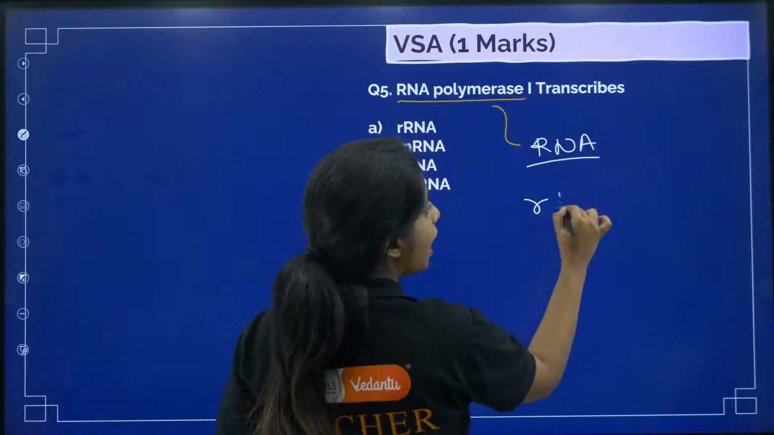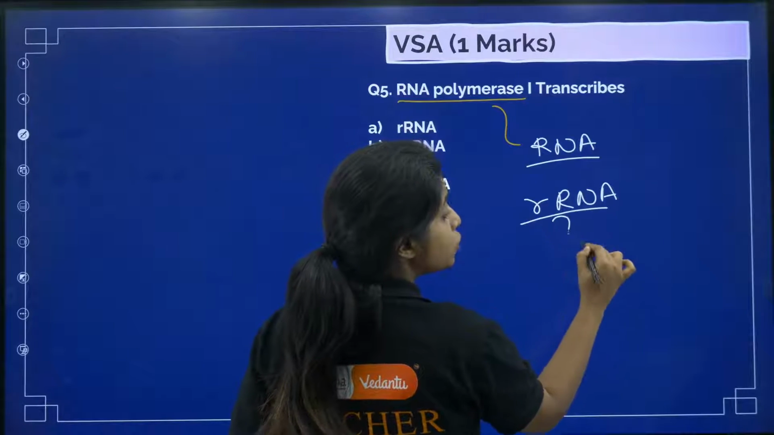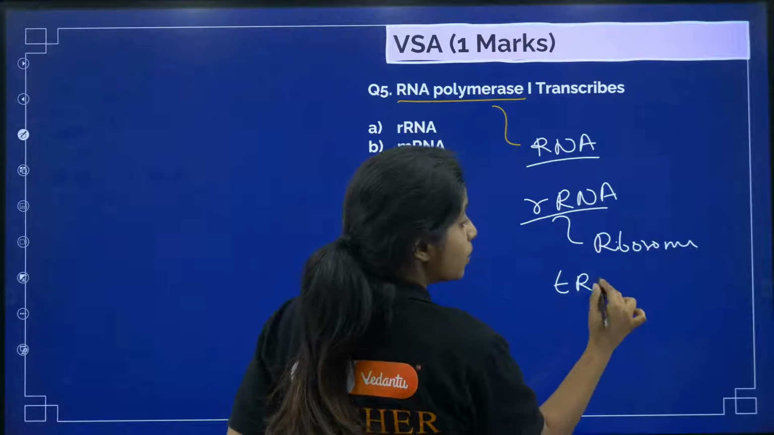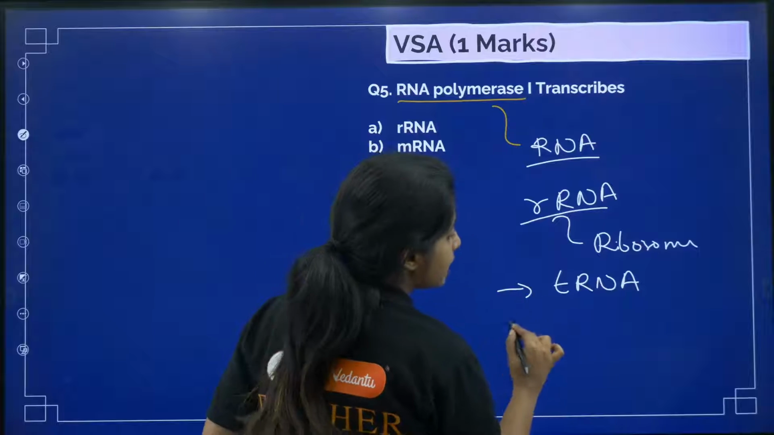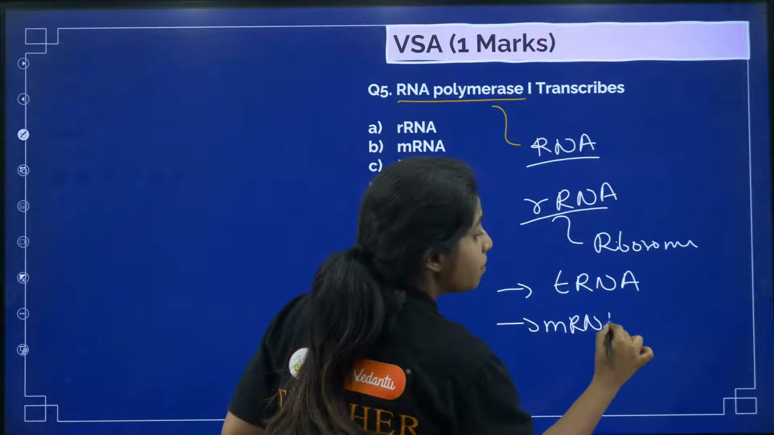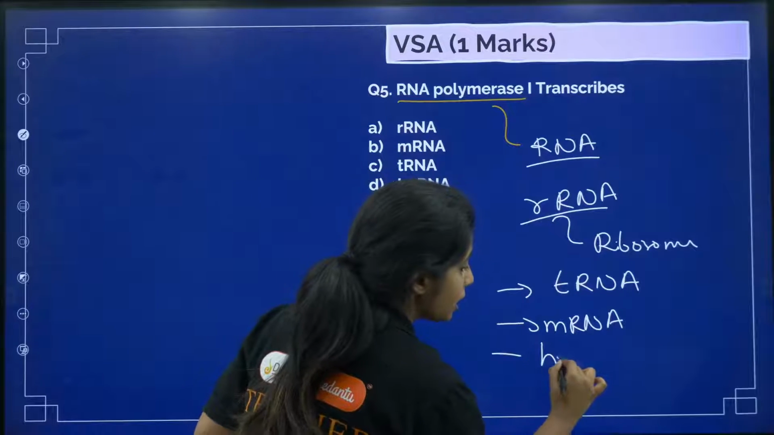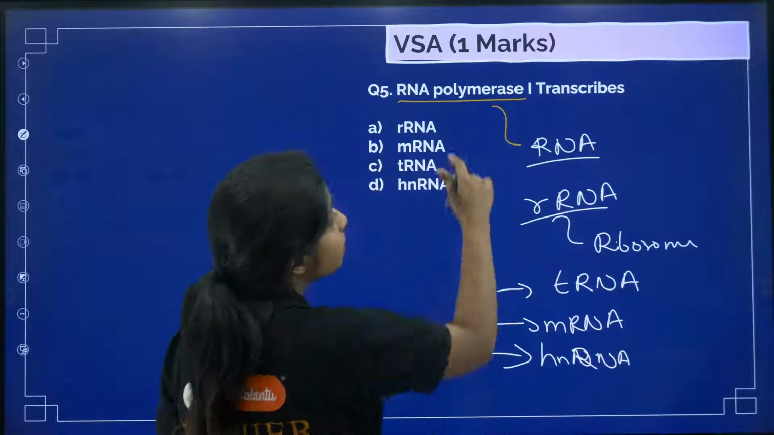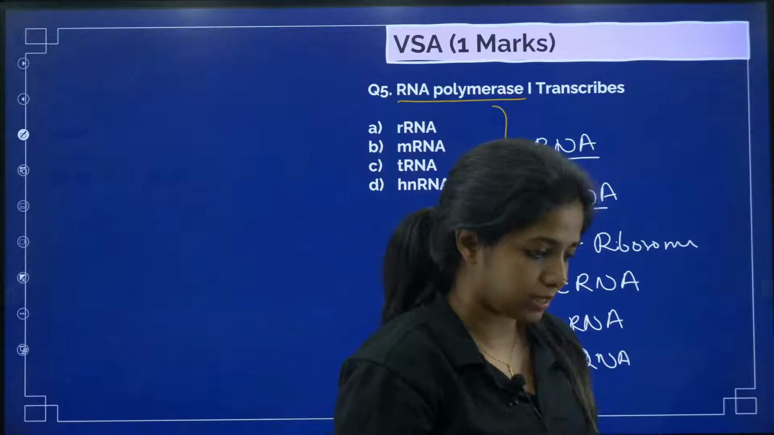Okay, there is rRNA, that is ribosomal RNA, which makes up the ribosome. Okay, and there is tRNA, which will help in translation to happen. There is mRNA, which is the messenger RNA. There is hnRNA, which is heterogeneous nuclear RNA. So you have different types of RNA being made by different types of RNA polymerases.